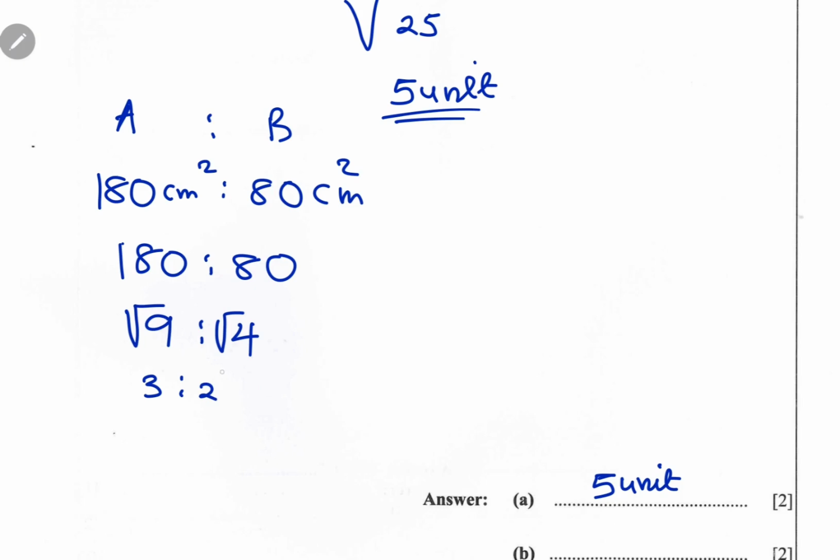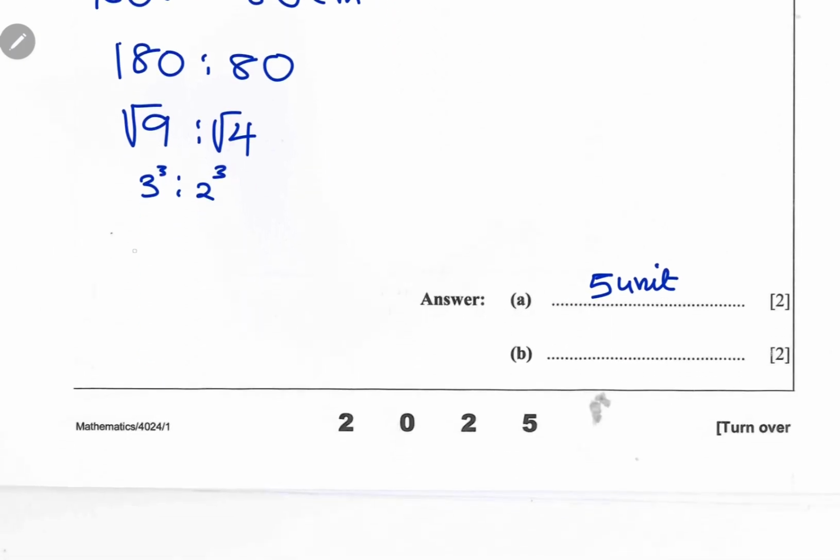Now that we have the simplest ratio and we are finding volume, we can cube this so that we find the ratio of their volumes. So the ratio of their volume is going to be 3 cubed to 2 cubed, or 27 to 8. Okay, now we can find the volume.